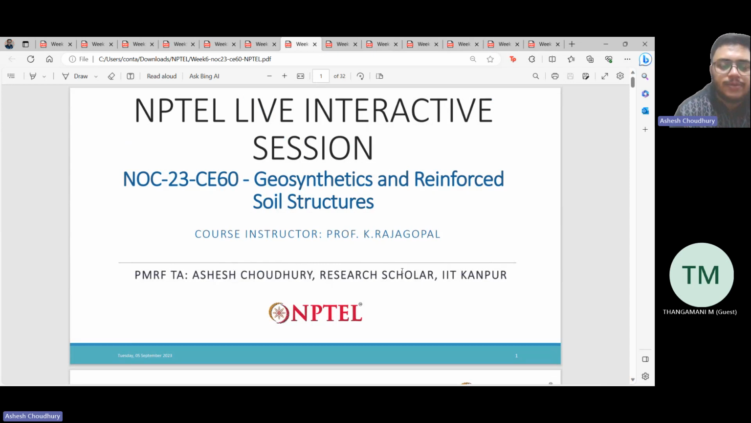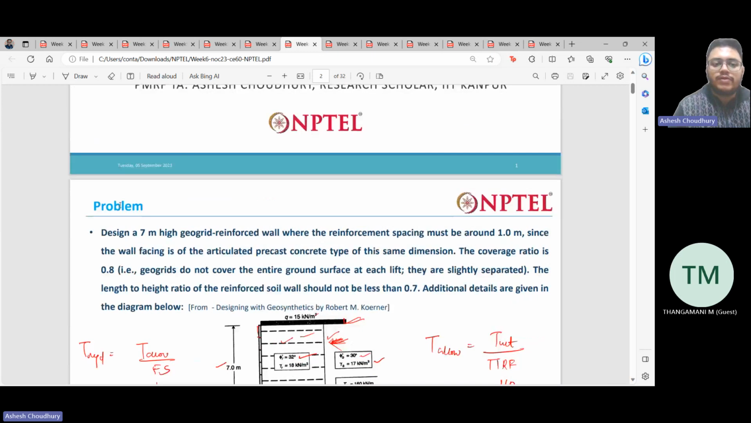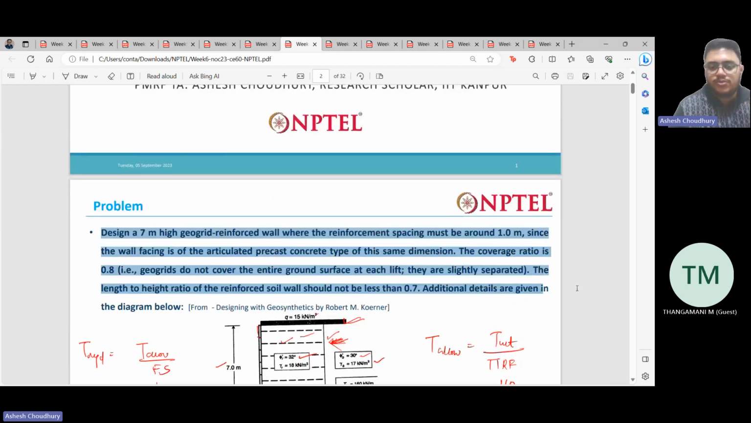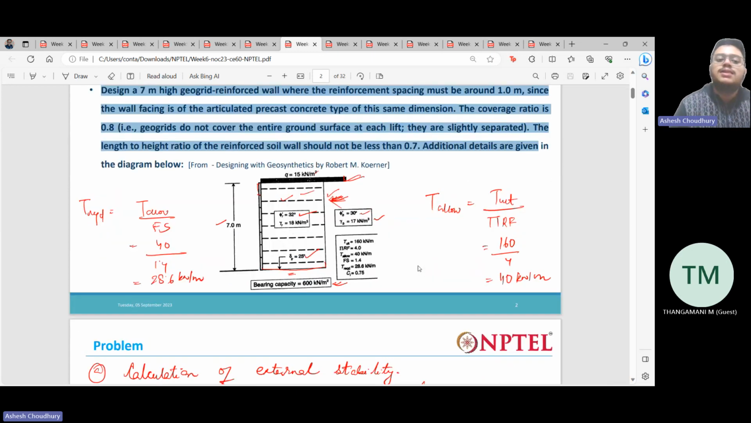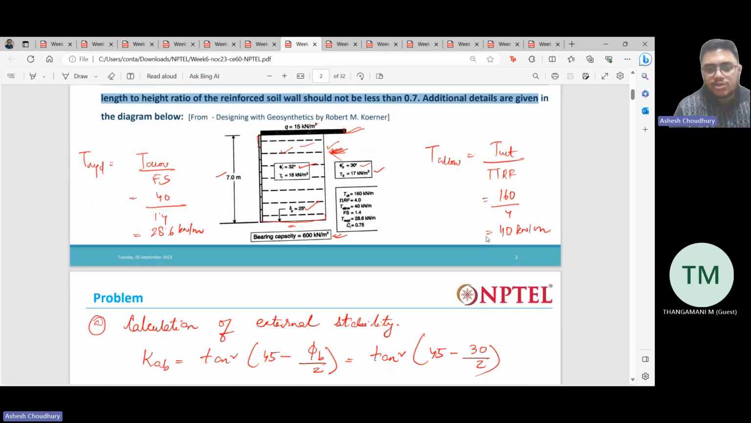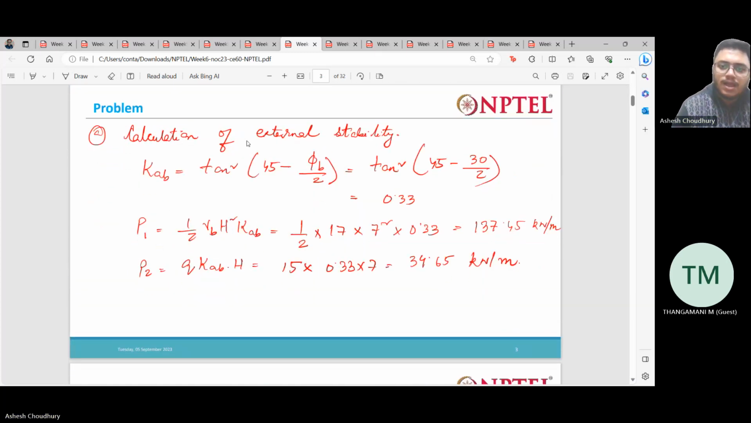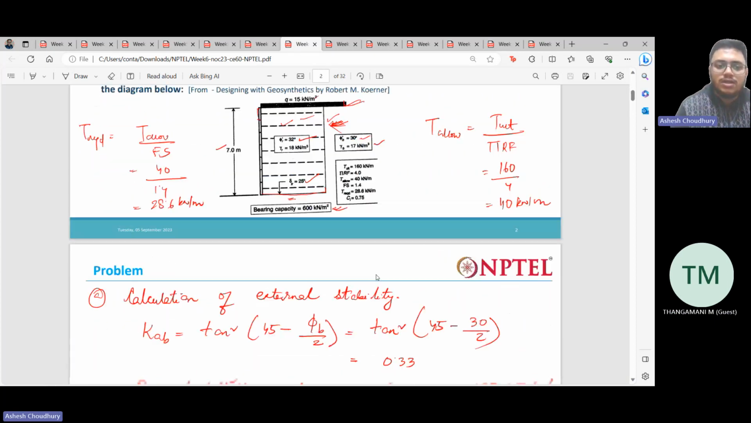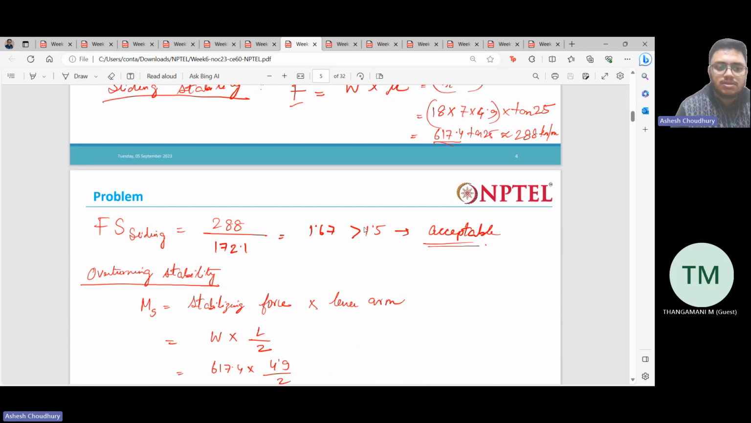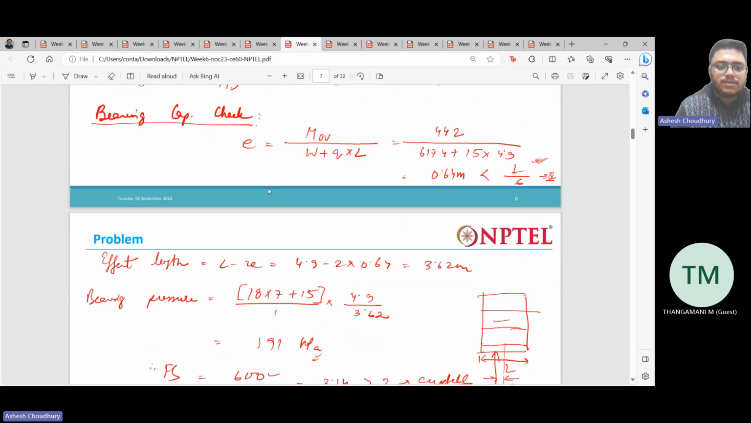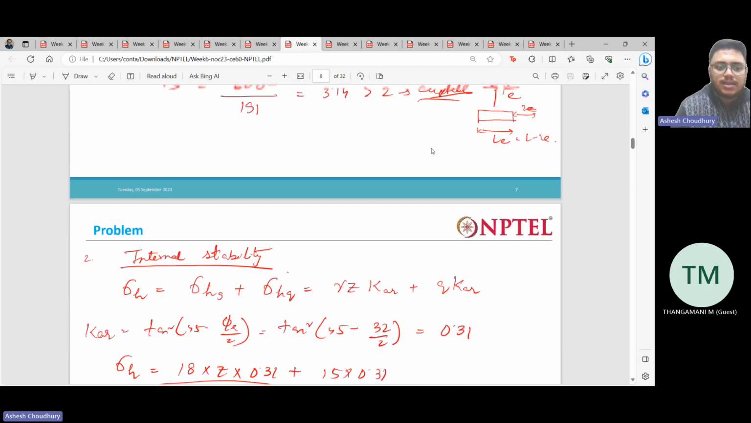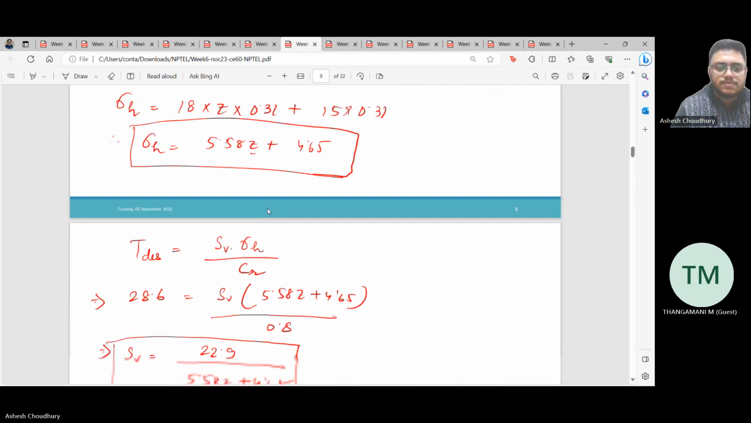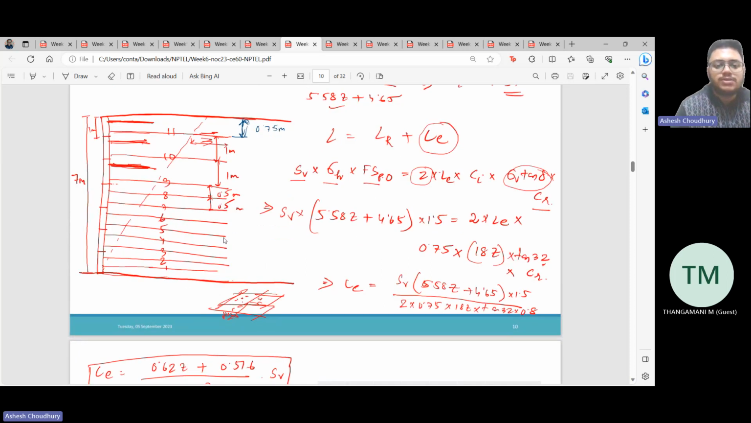Then in the sixth week we actually solved some problems, first with geogrid reinforcement. So in the previous week we solved with geotextile reinforcement, then we solved with geogrid reinforcement. So geogrid reinforcement is the same concept only. Here actually they have already designed for you. Just you need to check for the stabilities. So we checked for all the stabilities, and then we checked for the internal stability. Same as the previous thing.